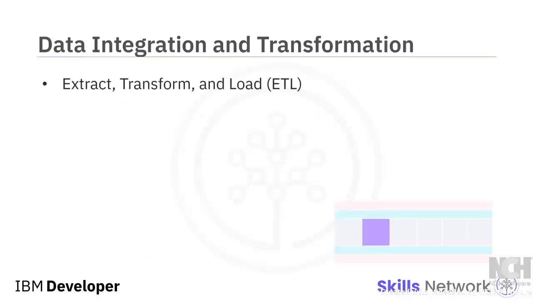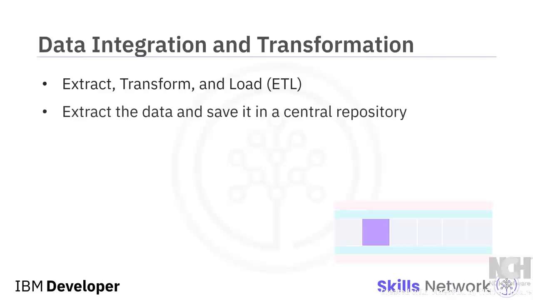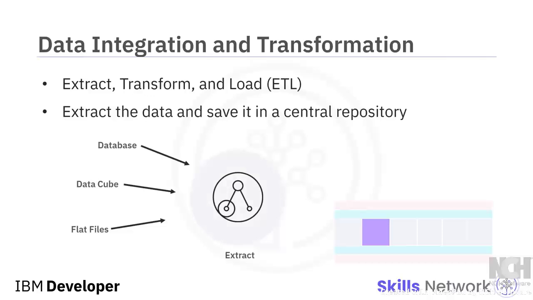Data integration and transformation is the process of extracting, transforming, and loading data, and this is called ETL. Some of this data is distributed in multiple repositories, for example, a database, a data cube, and flat files. Use the extraction process to extract data from these numerous repositories and save to a central repository like a data warehouse. Data warehouses are primarily used to collect and store massive amounts of data for data analysis.